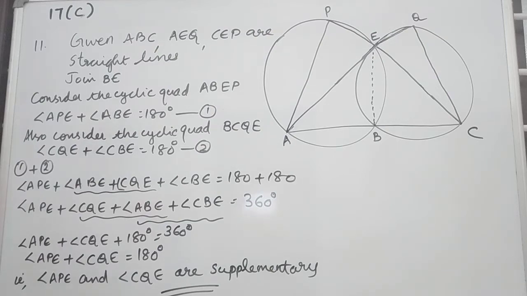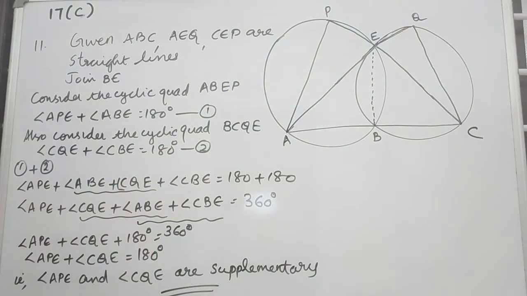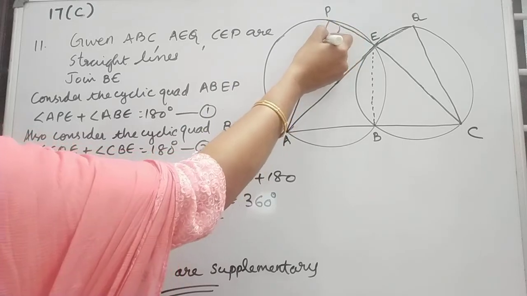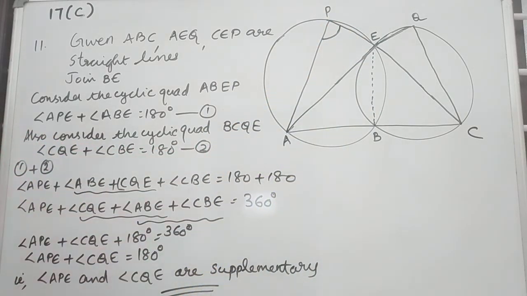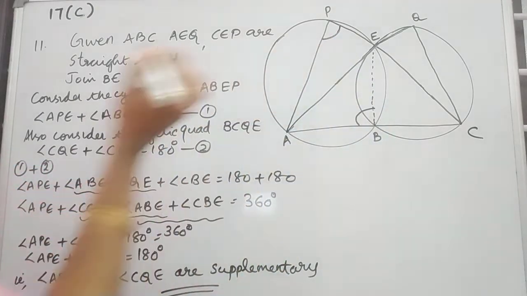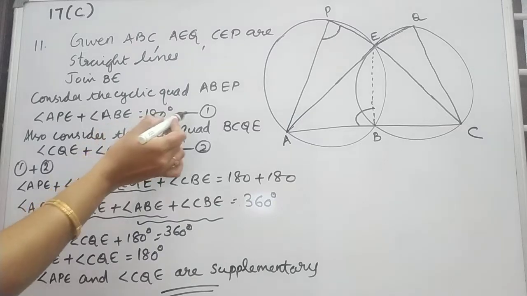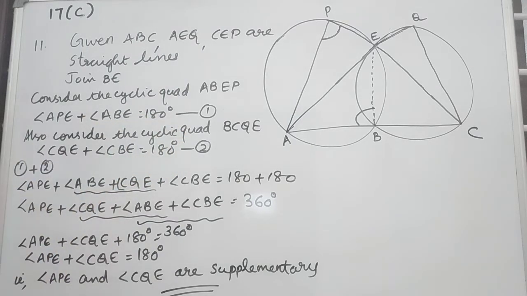So we want to find out APE and CQE. Which angle do we want to consider? APE. So APE plus which angle? Opposite of this angle is ABE. This sum will be what? 180 degree. So APE plus ABE is equal to 180 degree. Let it be equation number 1.